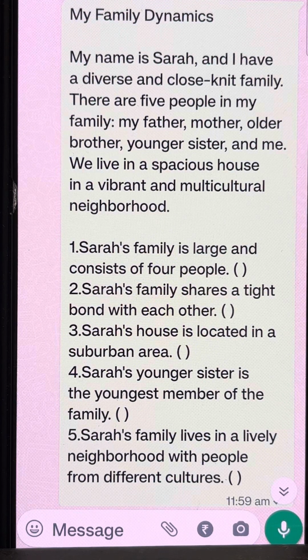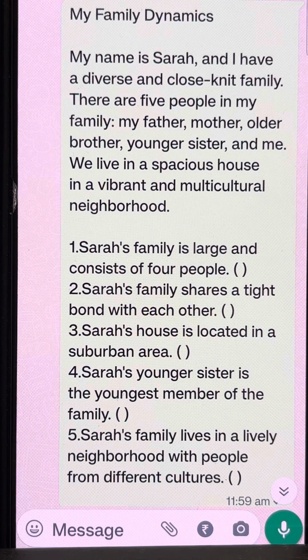Let's go to the next question. Sarah's family, tight bond, each other. In the first sentence, we underline the words close-knit family. Close-knit means the people in the family who are closely attached or linked to each other. So tight bond and close-knit are synonyms. So this answer is going to be true.